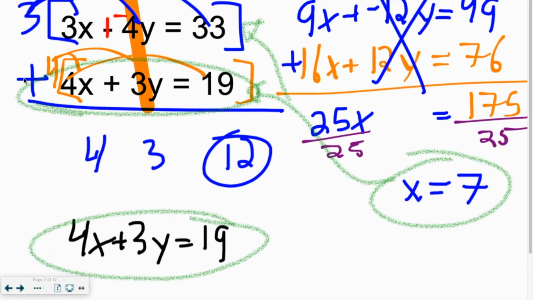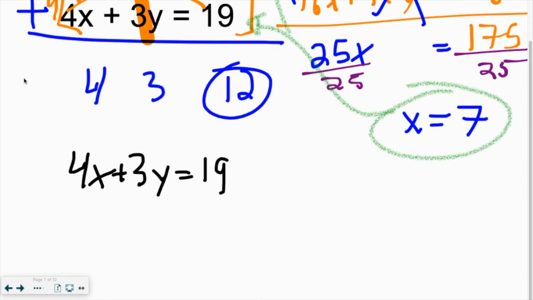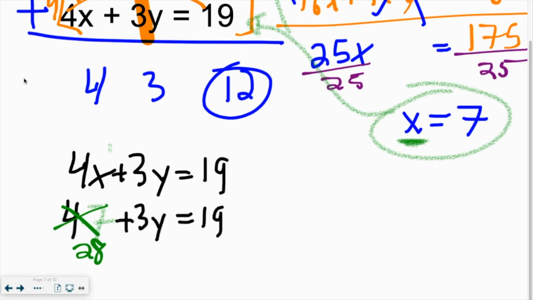Don't make any mistakes or errors. Then you're going to plug in our value, 7, because it says it's x. I'm going to plug that in for my x value. So 4 times 7 plus 3y equals 19. Now we solve that equation. So we got 28 plus 3y equals 19. Add on both sides that -28.